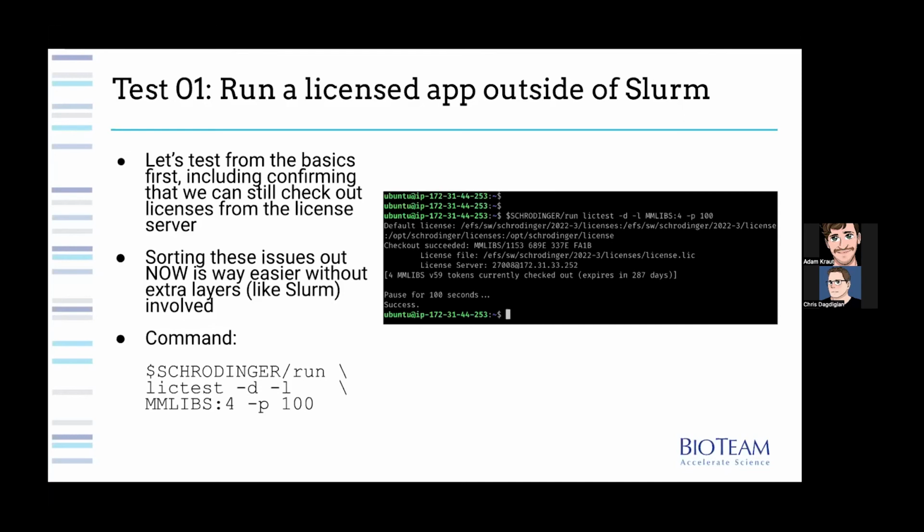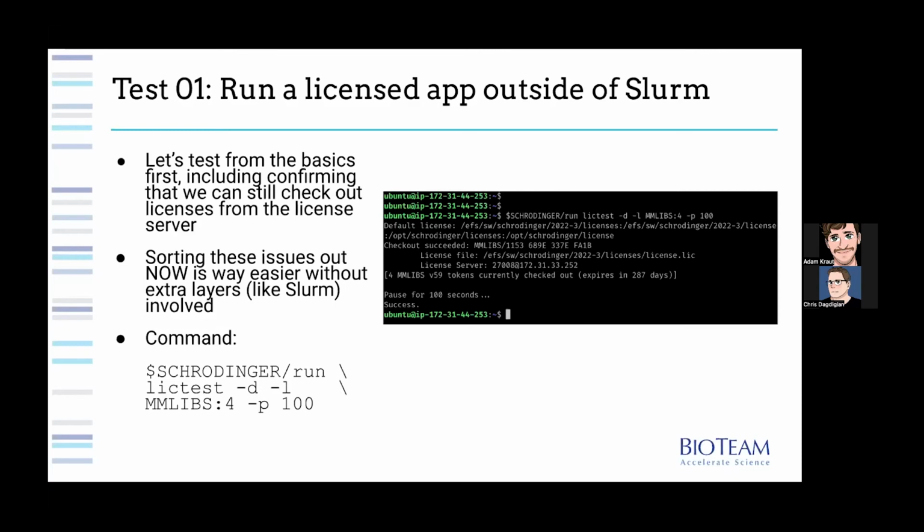So this example here, command line using the run like test, basically it's running in debug mode so you can get some good output. It's going to pull 4 lib licenses and it's going to hang for 100 seconds and then it's going to exit. So this is a really good test of your Schrödinger configuration, your networking, your security groups, and communication with the license server. If this doesn't work, the Slurm stuff's not going to work. So again, this is kind of another good sort of baseline configuration test to do.